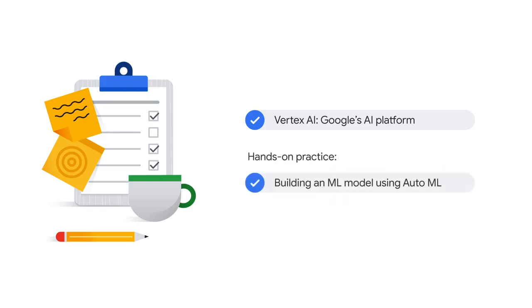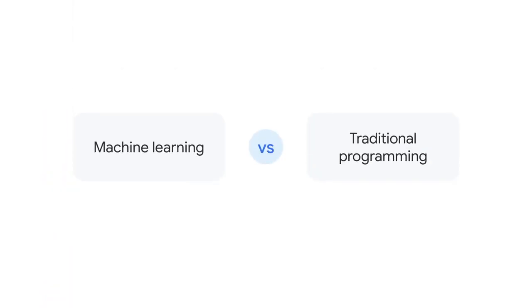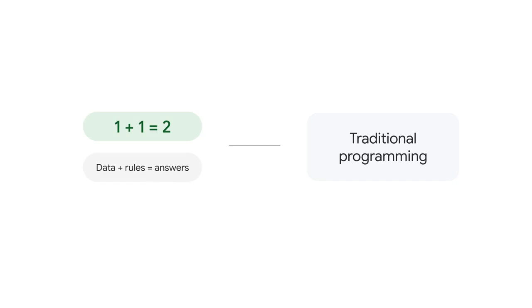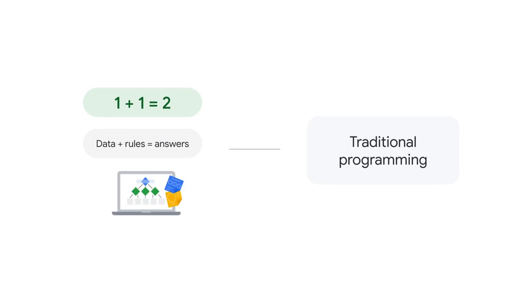Later in this section, you'll get hands-on practice building a machine learning model end-to-end using AutoML on Vertex AI. But before we get into the details, let's look at the basic differences between machine learning and traditional programming. In traditional programming, simply put, 1 + 1 = 2. Data plus rules, otherwise known as algorithms, lead to answers. And with traditional programming, a computer can only follow the algorithms that a human has set up.